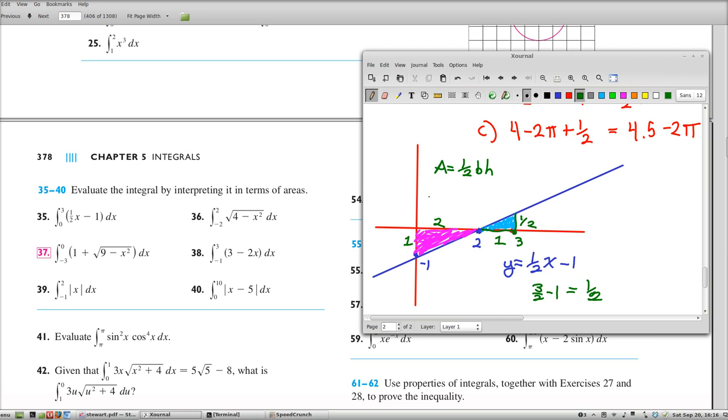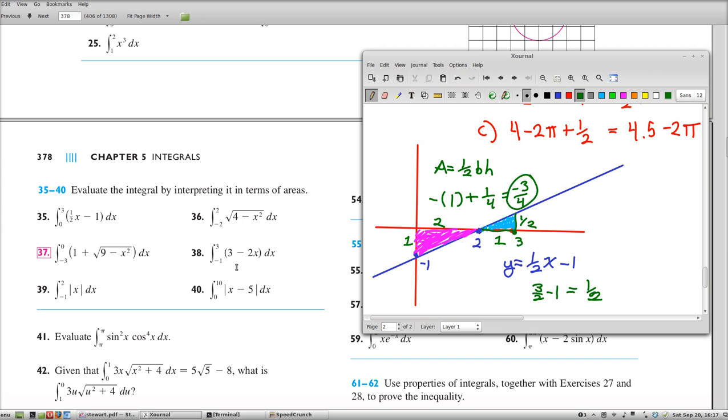So what have we got? We're going to count this one negatively, we said. So that's negative 1/2 base times height. That's 1/2 of 2, which is 1. And we have to add it to this. 1/2 base times height is 1/4. And so the answer is minus 3/4. So that's the answer to 35.